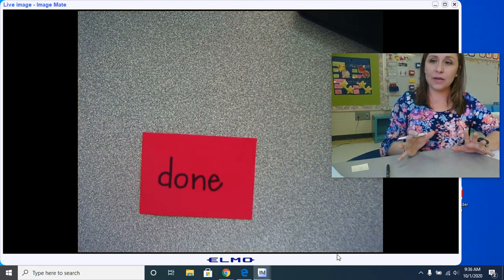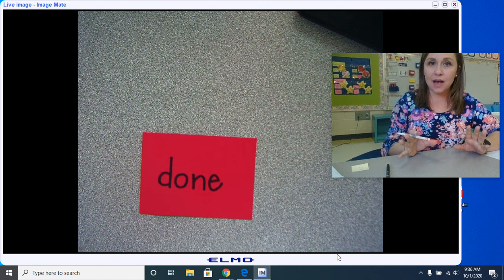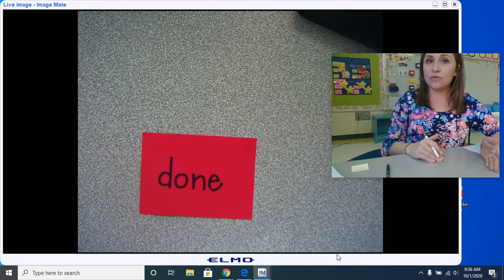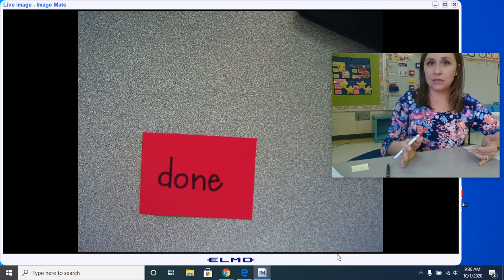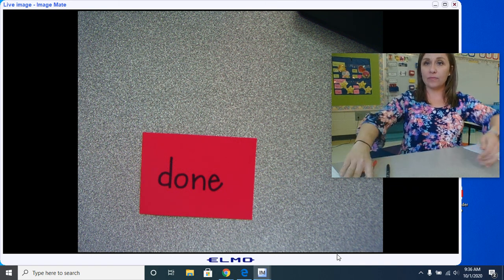Now, the reason that these are red words is because you can't really sound it out. If you sound out done, you would probably put a U, and that's not correct. All right. So done. Arm out.